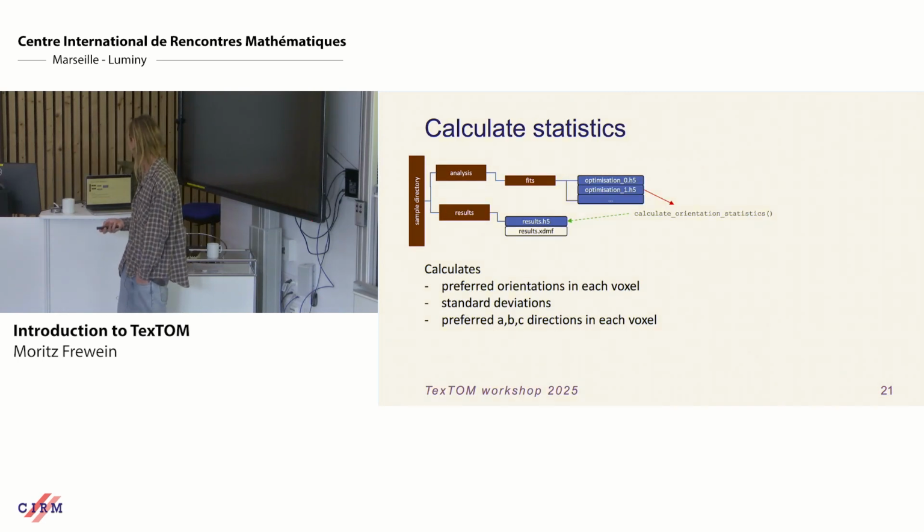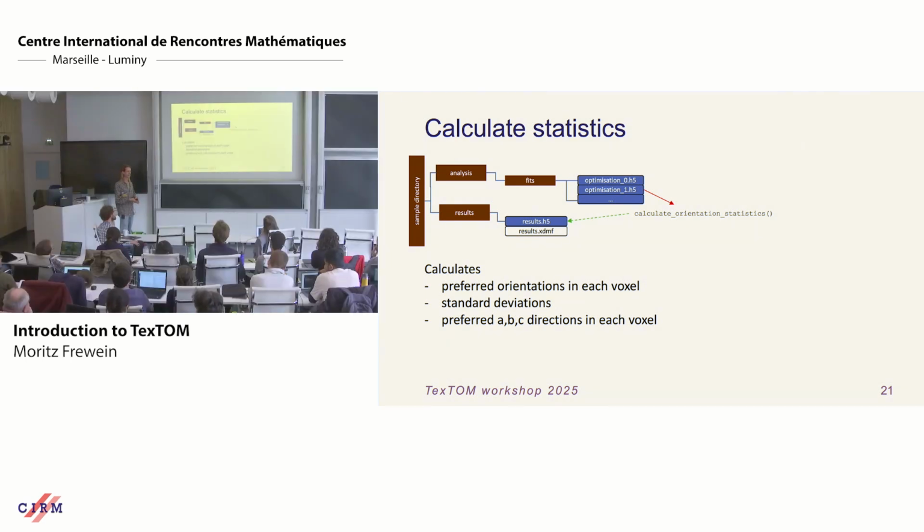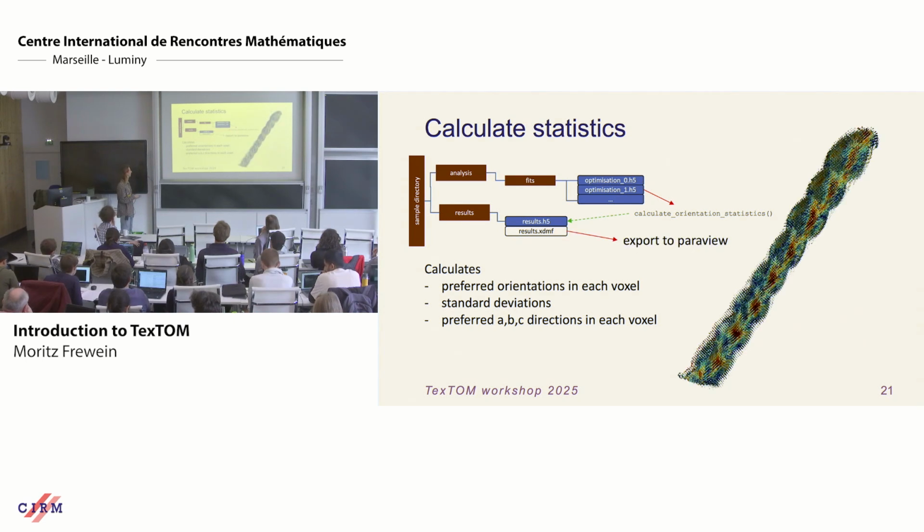And then there's some post-processing to do once you have confirmed that your fit is what you actually want to reconstruct. We can calculate statistics, so we get the orientation distribution function and some parameters like the standard deviation or the preferred orientation in each voxel, and it also calculates the ABC directions of the crystal, which we can then put, for example, into ParaView and make these nice plots where we have a stick for every crystal direction. We will also have a look at this in the afternoon.